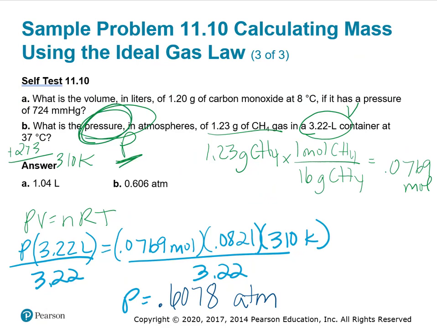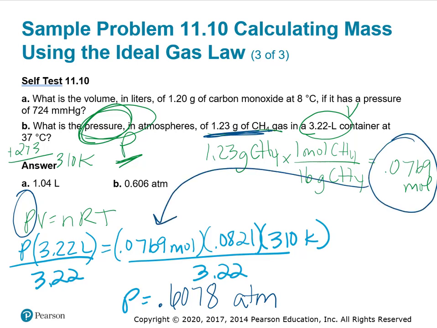Part B says, what is the pressure? So we need to find P. I'm going to circle P here. We're told that we have 1.23 grams of methane. I'm immediately going to go from grams to moles of methane, so we know our n, our moles. We're told a volume, a 3.22 liter container, and we're told that it's at 37 degrees Celsius, which is 310 Kelvin.